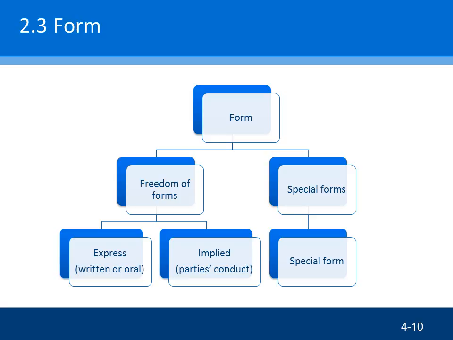In some situations, however, the law requires special forms. Like, for example, when you get married, you need a special form. When you buy a house, you need a special form. When you set up a company, you need a special form. If the law does not require a special form, it means that you are free to use the form you want. You can decide to write a contract, you can decide not to write a contract, it is up to you.